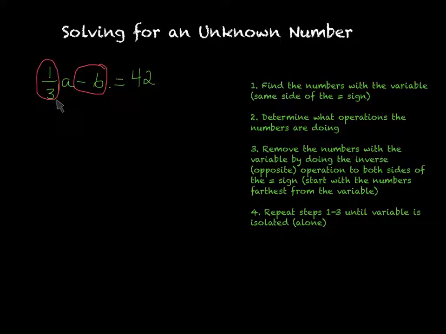Looking at this one, this 1/3 is connected right next to the A. So we have to first remove this -6. So right now it's subtracting. So to get rid of it, we add. So we're going to add 6 to each side.